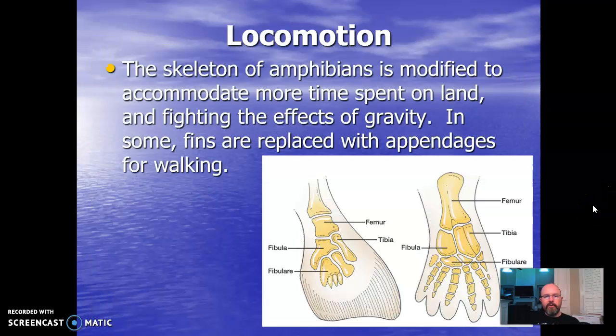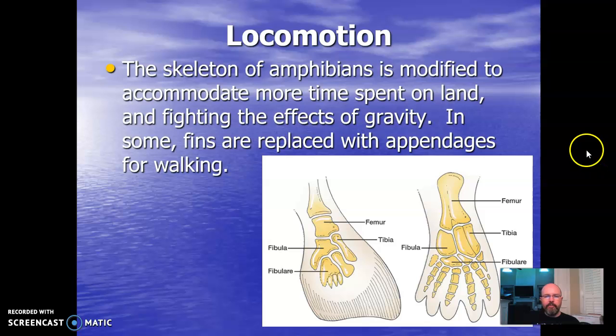All right, locomotion. So amphibians, how do they move around? So we're going to get into some of the systems of amphibians. The skeleton of amphibians is modified to accommodate spending more time on land. Since they have moved to a terrestrial lifestyle, living on land at least in some part of their life cycle, their fins that we would have seen in fish are replaced instead with appendages for walking.